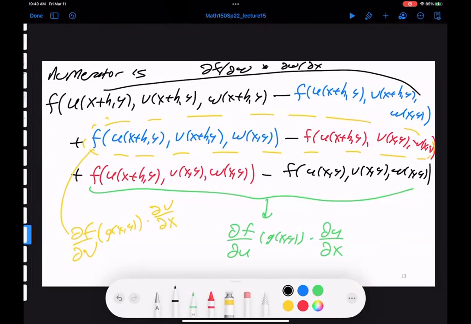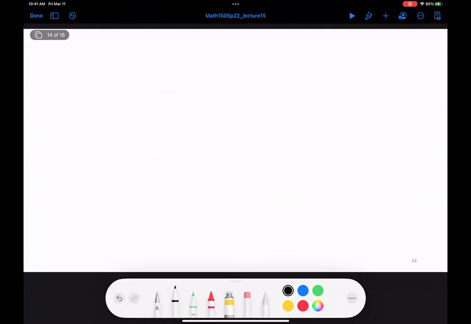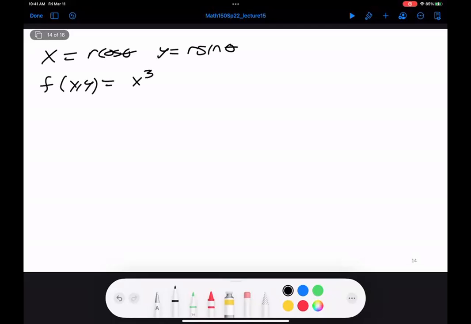But now that we have this, we can use this. Sometimes, rather than using the chain rule, what do you think might be easier? So let's say we have x equals r cosine theta, y equals r sine theta. So these are my polar coordinates. And I have some function f of xy is x cubed plus xy.